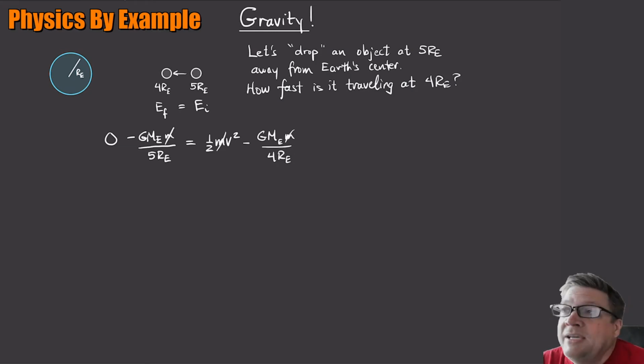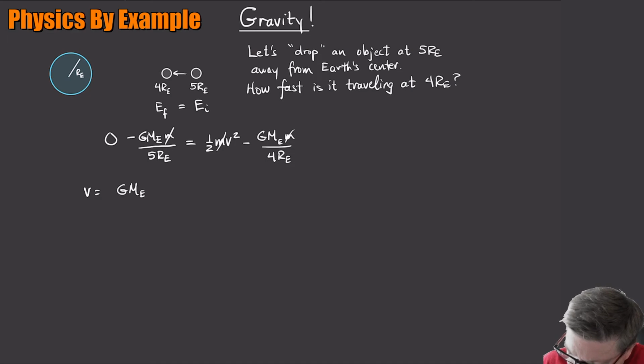Well, now I can solve for V. That's not going to be too bad. So V is just going to be, let's see, if I move, what am I going to do? I'm going to move this thing over, so it's going to be GME over 4RE. Oh, this is going to be V over 2, right? Let me just do one step at a time. Minus GME over 5RE. There we go.